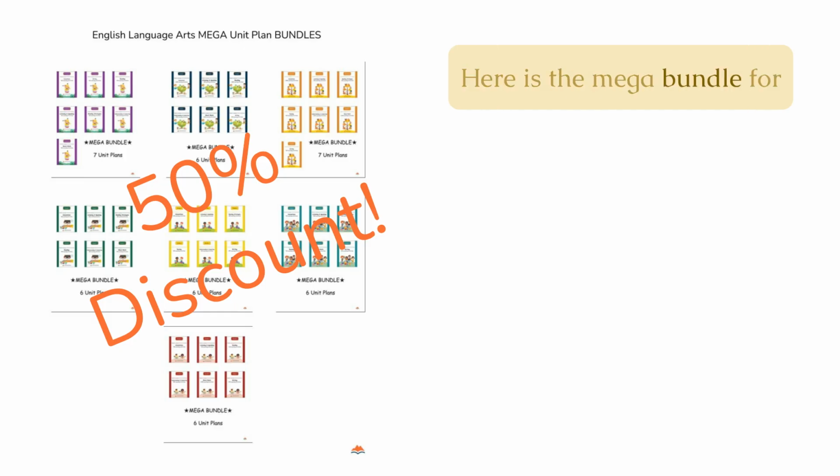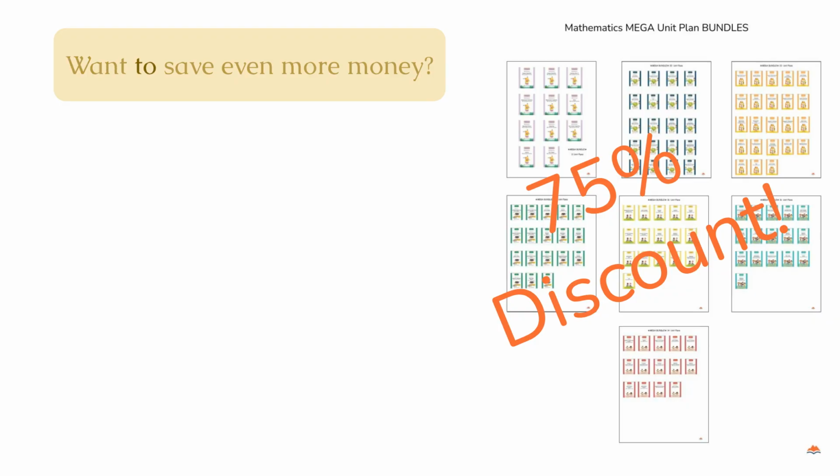Here is the mega bundle for ELA. Get all ELA unit plans for any grade level at 50% off the individual unit plan price. Want to save even more money? Here is the mega bundle for math. Get all math unit plans for any grade level at 75% off the individual unit plan price.